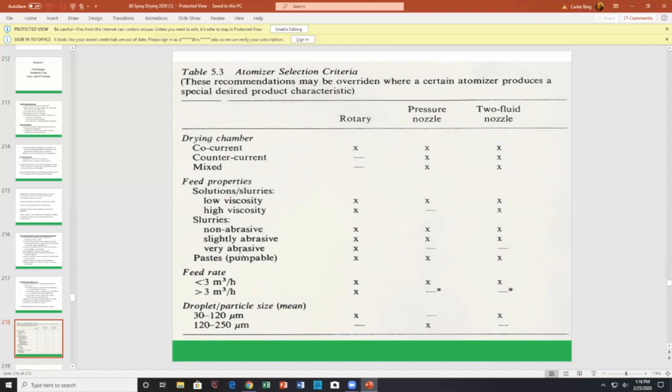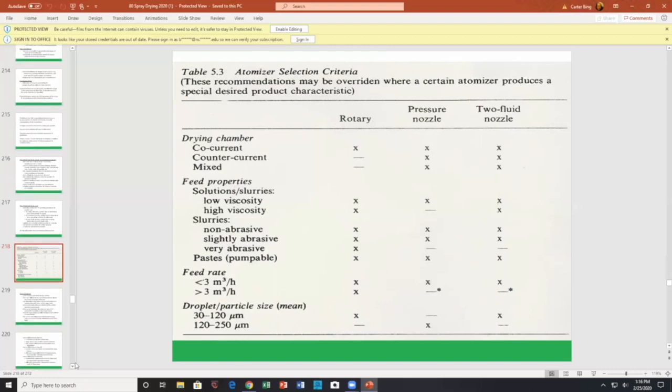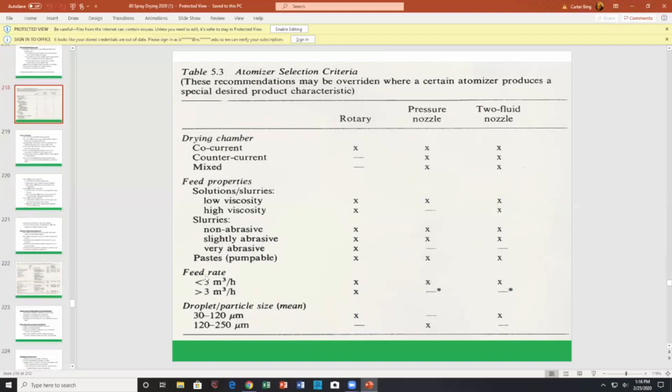Slurries, slightly abrasive, pumpable pastes. So your wheel becomes a mudslinger in a sense, right? Pumpable paste.